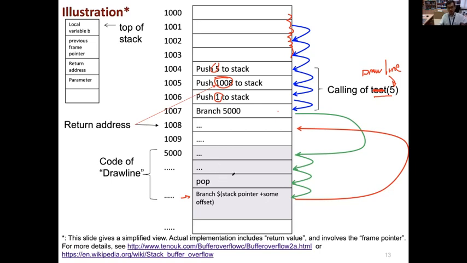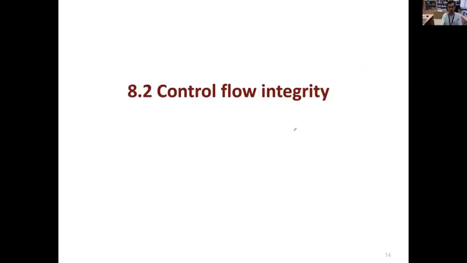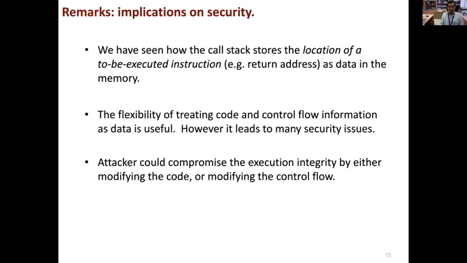At the end of the function call, we pop the stack, look at it, and branch to the return address, which is the stack pointer plus some offset. So this is the stack pointer, and some offset is the return address. From here, we jump back to 1008. So we have seen how the call stack stores the location of the next instruction to be executed, and also how the program counter keeps track of the next instruction to be executed.